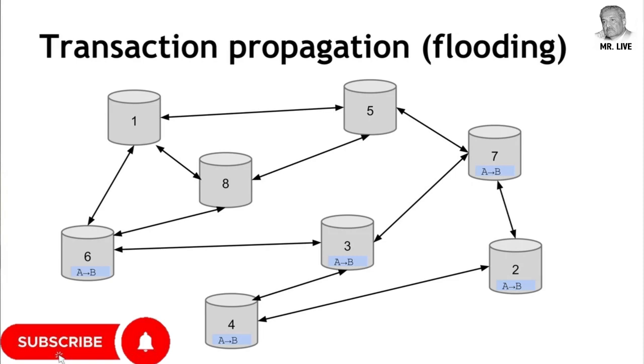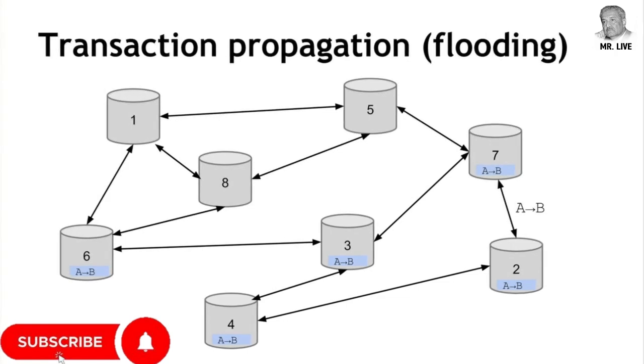And we want to make sure that this process doesn't go on forever. So let's say that node 2 comes along later and tries to tell node 7, hey, new transaction, Alice wants to pay Bob.